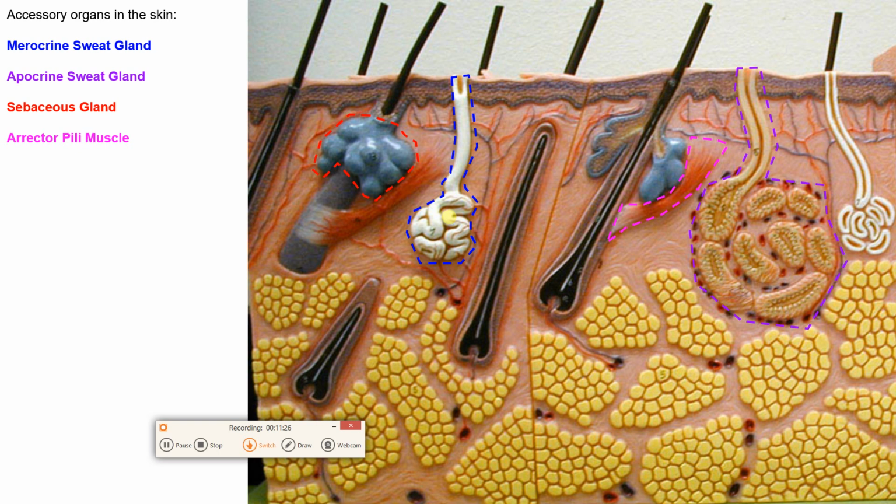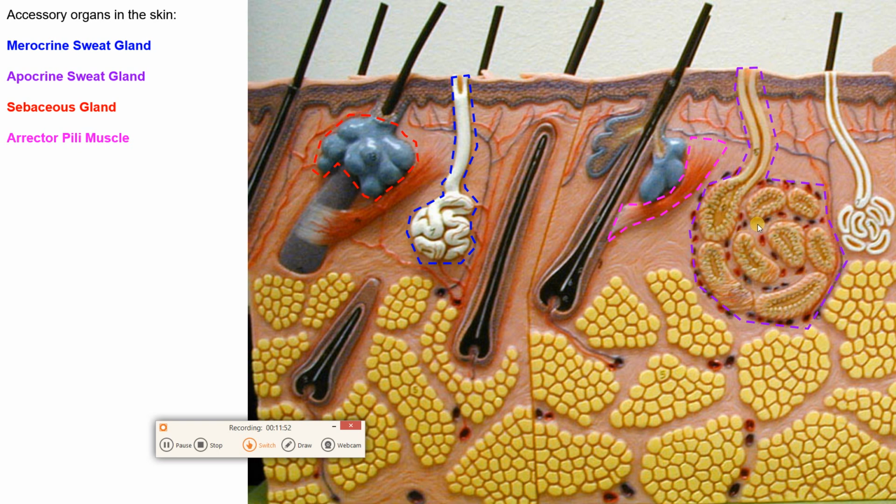Remember, when sweat evaporates, it goes from liquid to gas, and that is going to steal heat from our body. So that is a merocrine sweat gland, and you see another merocrine sweat gland cut in section over here. And right next to this merocrine sweat gland is an apocrine sweat gland. Notice it is bigger. It has a bigger diameter.